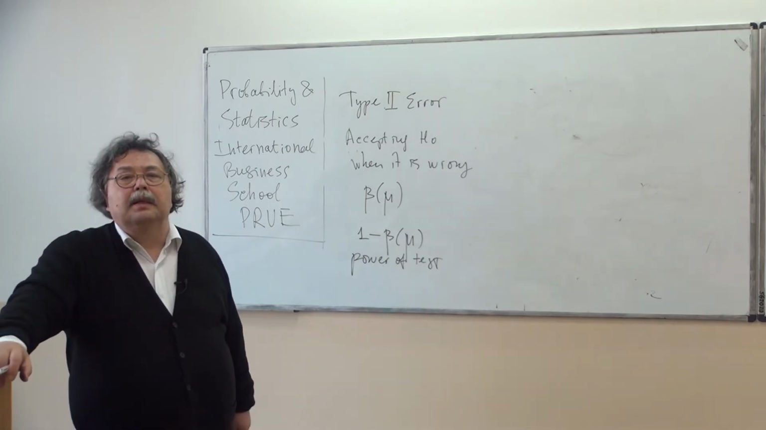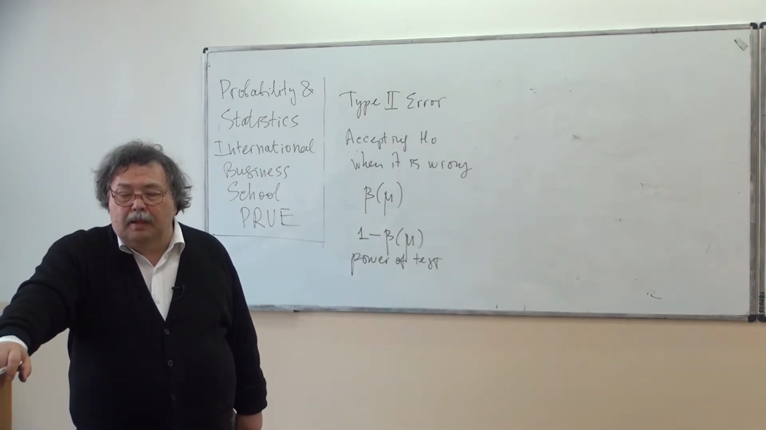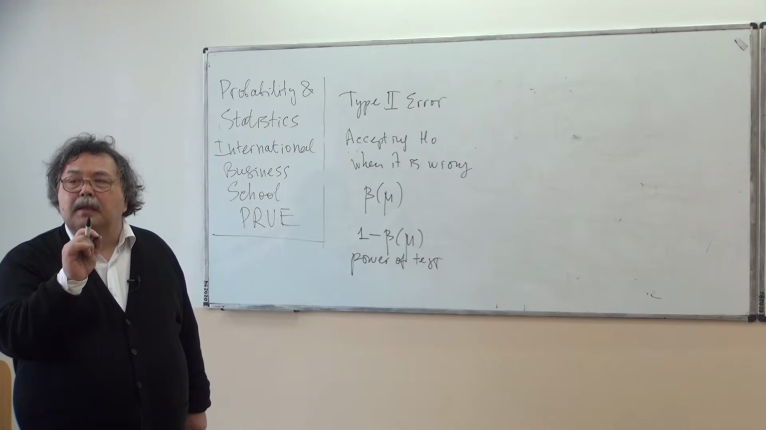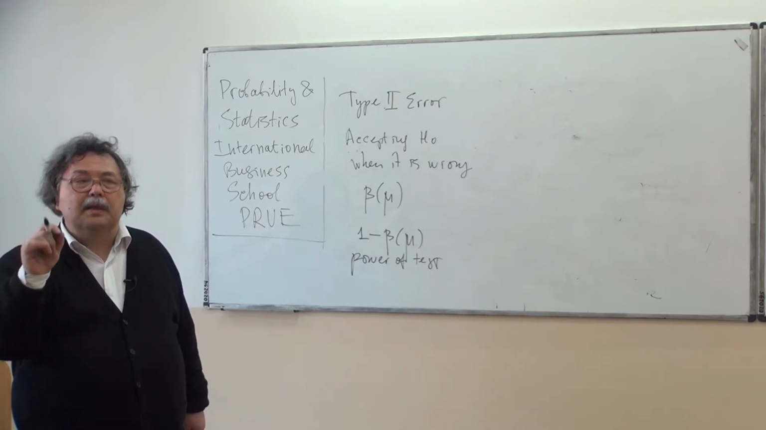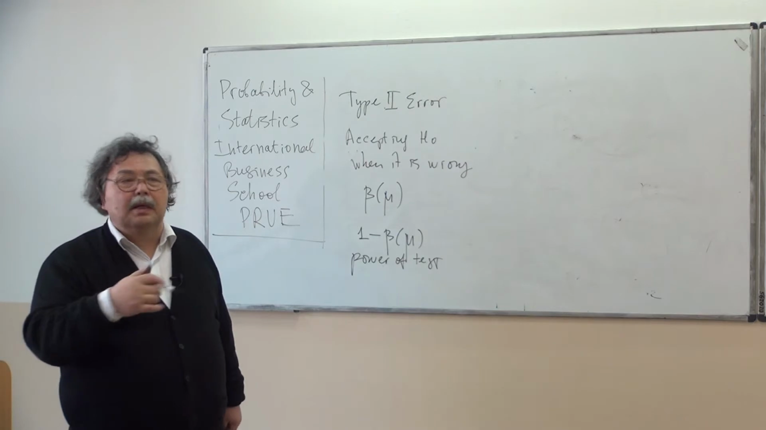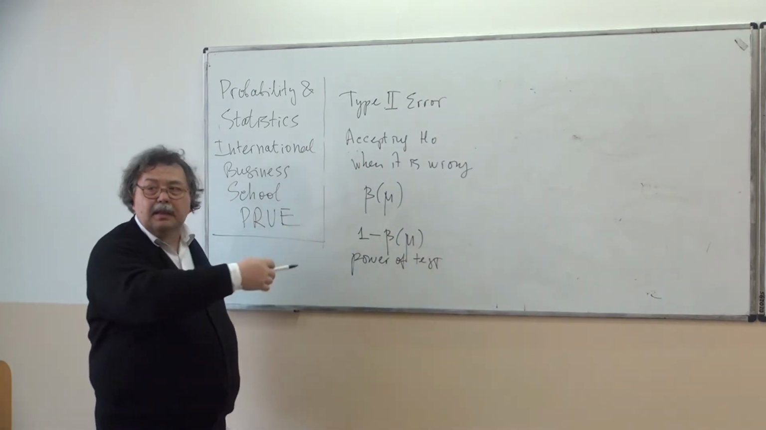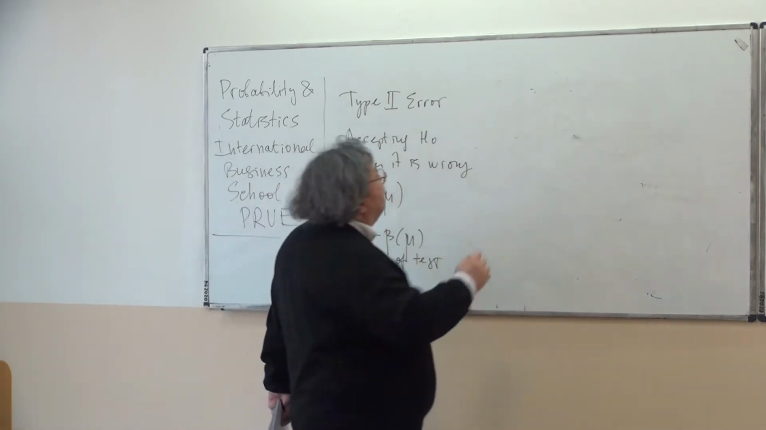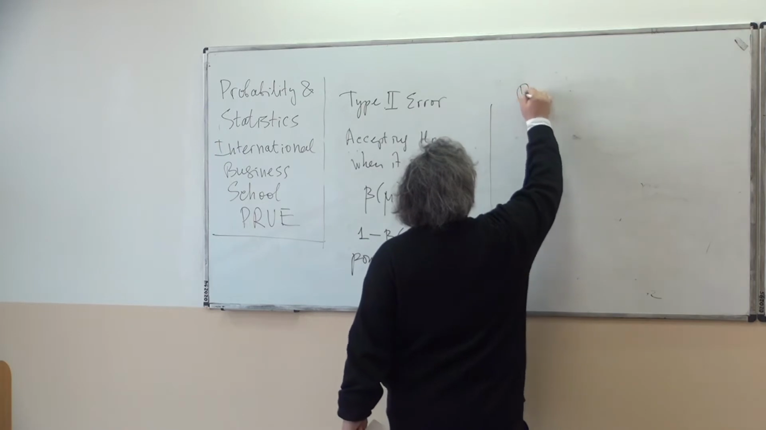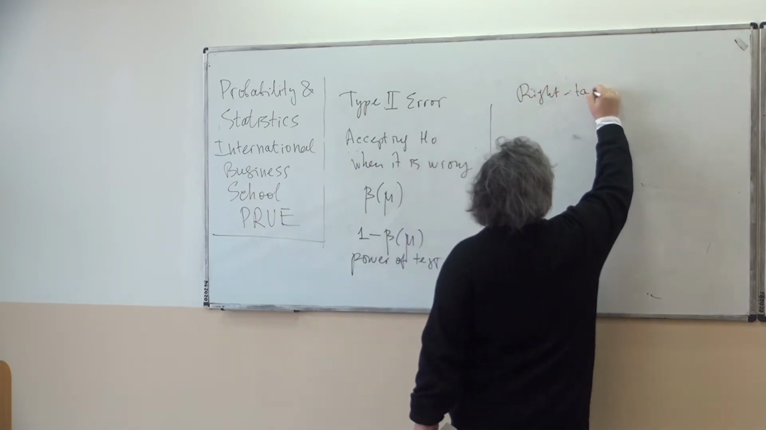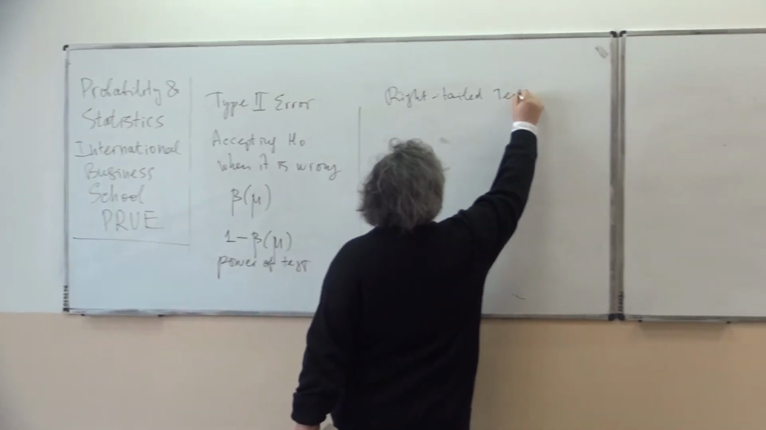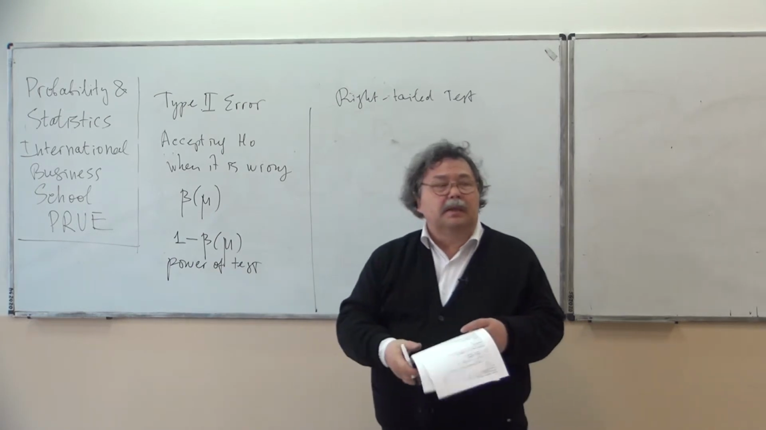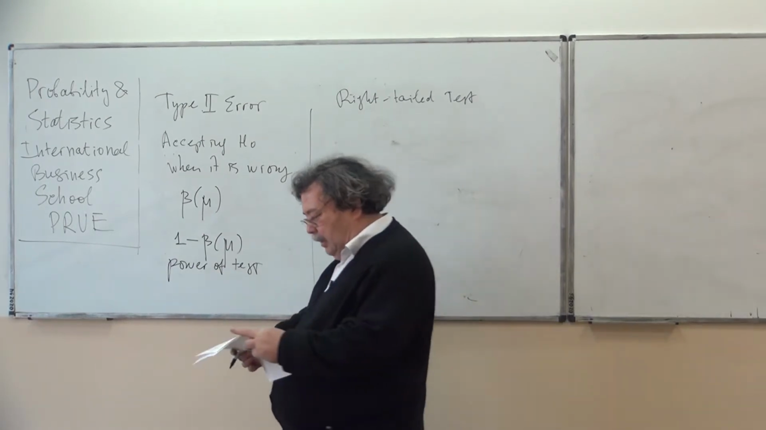It concerns the ability of the test to detect the difference between mu, the actual value of mu, and mu0. It's the probability that the test will tell us to reject the null hypothesis when it's not true. All right. Now, suppose we do a right tail test. We will limit the formulation of this to the right tail test. The other cases are treated in a similar way.